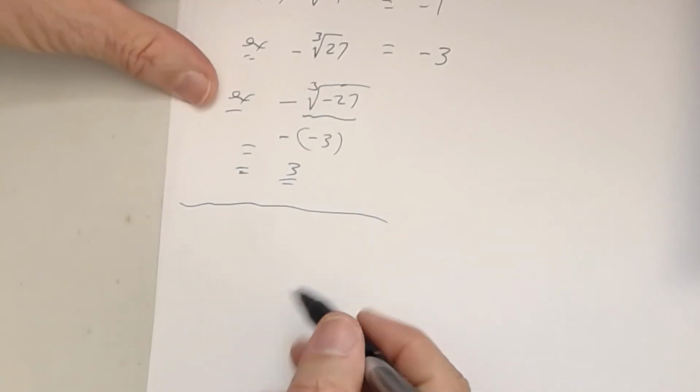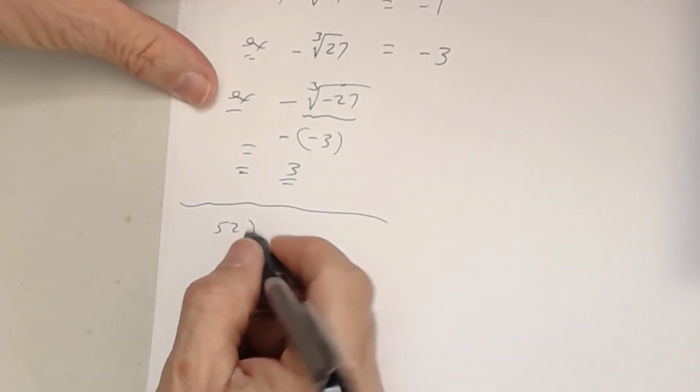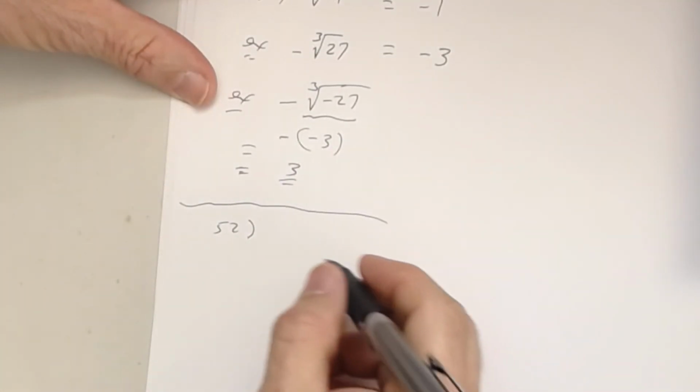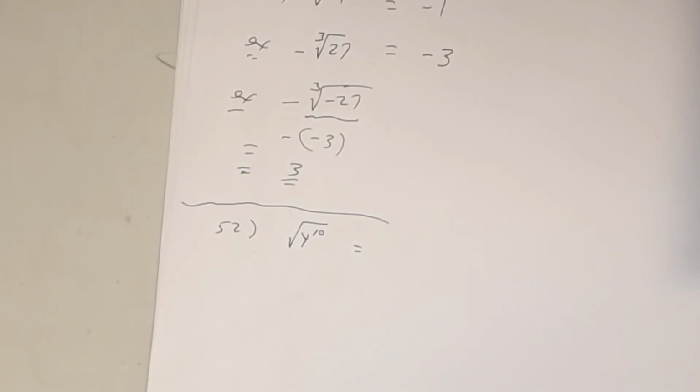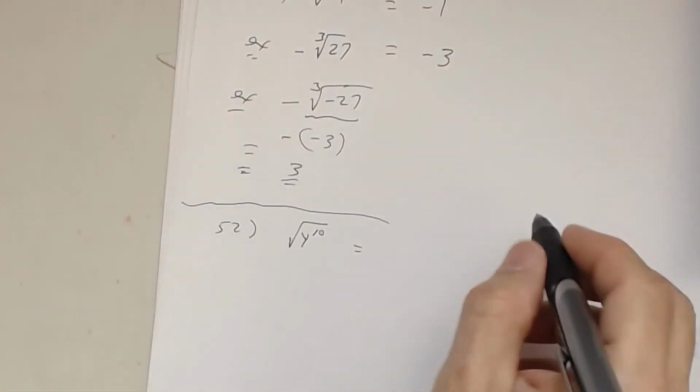This is number 52. Now you learned this last semester. This other part was from 97. This is what you learned last semester. The square root of y to the 10th. Now remember, last semester we did this very shortly, but sometimes you ended up with an absolute value. Here, we're just going to assume that all variables are positive. So don't worry about absolute value. But what do you think is the square root of y to the 10th? Y to the 5th. So here's the rule you learned from last semester.